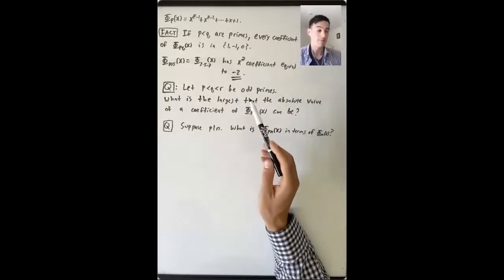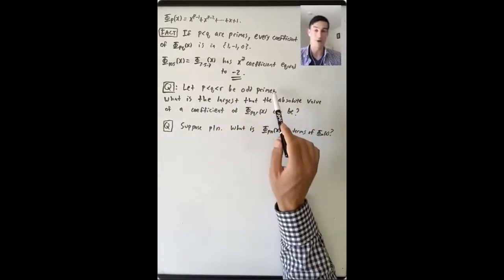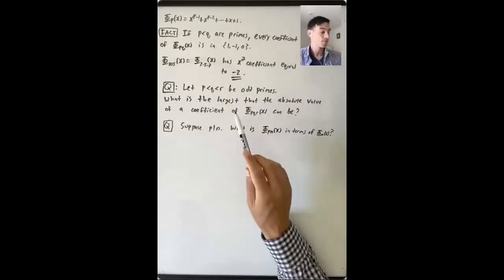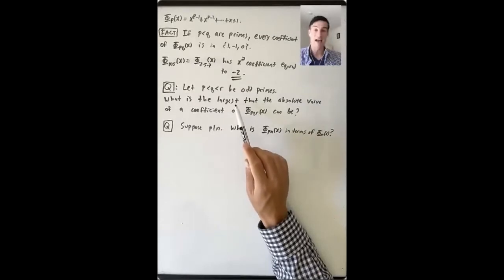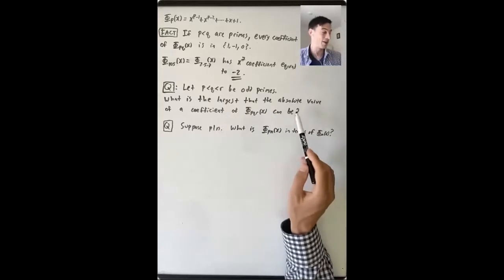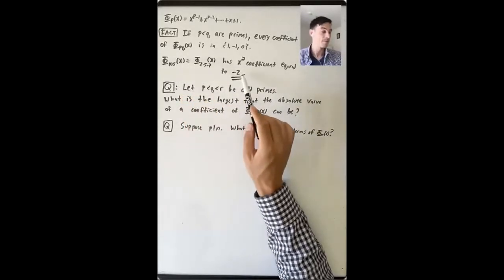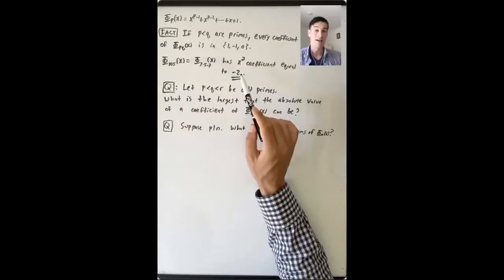So here's a question. Let's say that p less than q less than r are odd primes. You could say, what is the largest that the absolute value of a coefficient of the pqr cyclotomic polynomial can be? For example, for 105, this has one coefficient equal to -2, but no coefficient is bigger than 2 in absolute value.